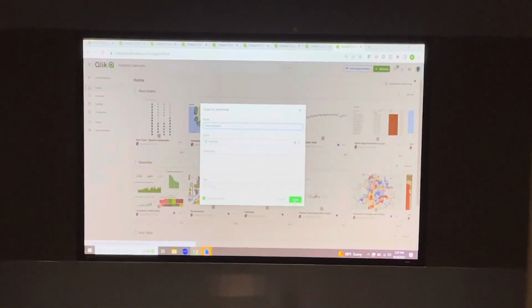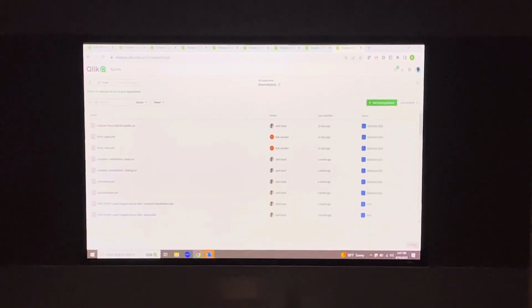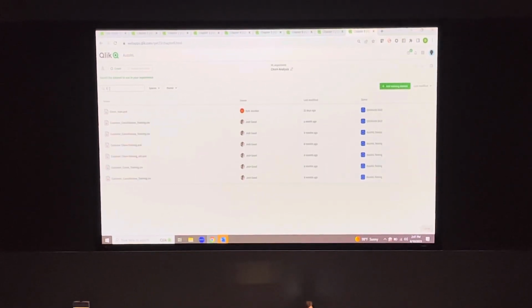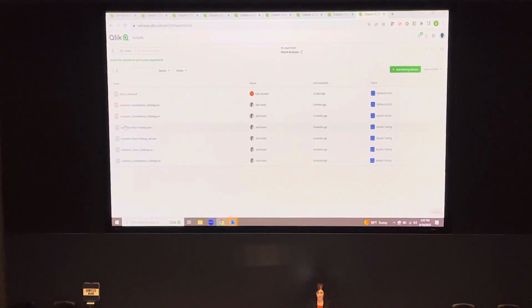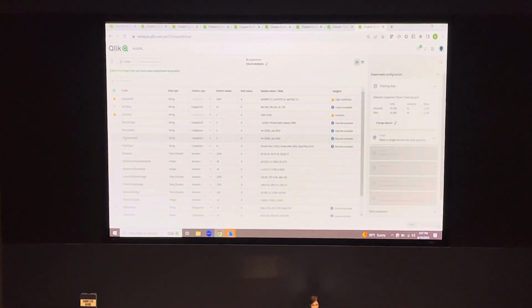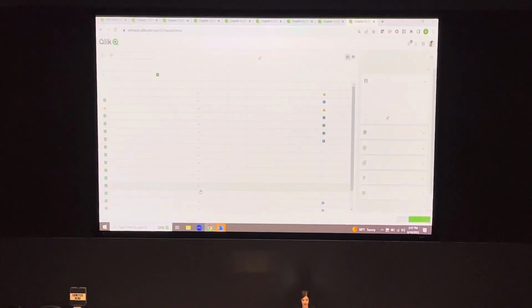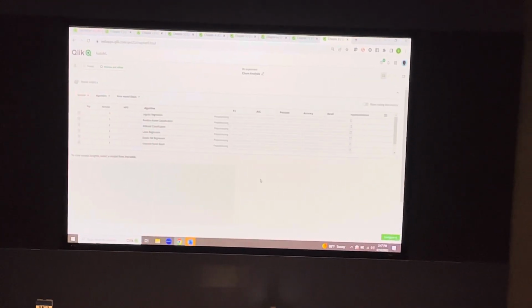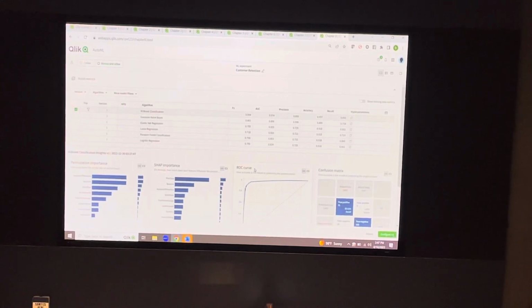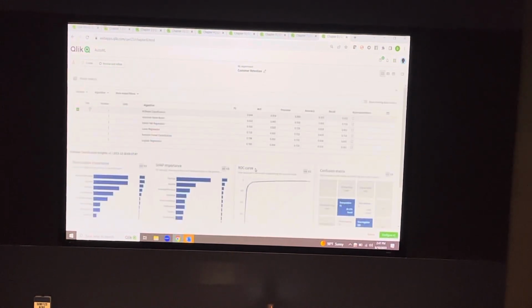So we'll call that churn analysis, and first I need to pick some training data, and training data is really just another term for picking the historical data that I want to create that model off of. So we'll use my churn data. Our target is churn because, again, that's what we want to create the AutoML model off of. And it goes ahead and collects a bunch of information for me.